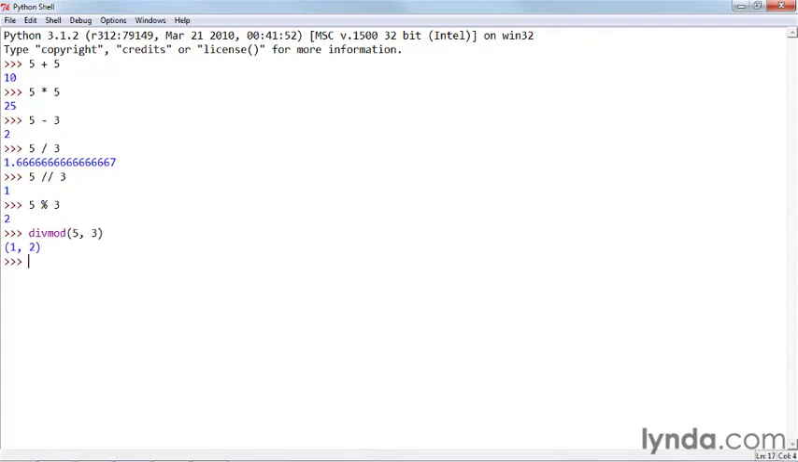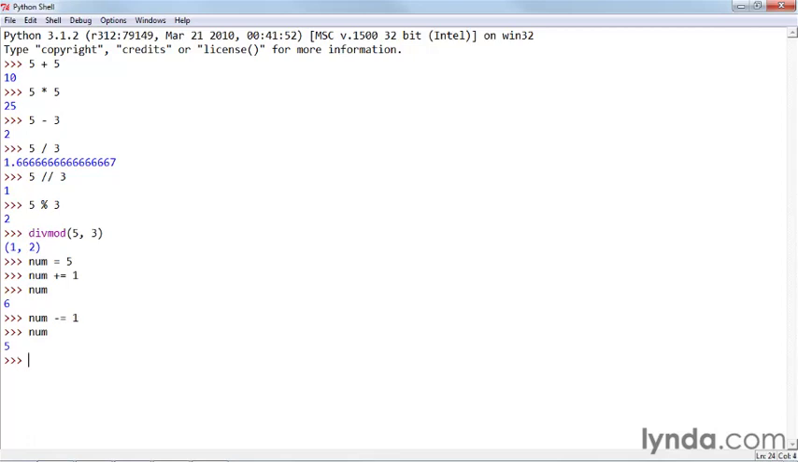Finally, Python has increment and decrement operators, and they're not quite the same as you see in some other scripting languages. If I say num equals 5, and I say num plus equals 1, and then look at the value of num, we get 6. If I say num minus equals 1, we look at the value of num, then we get 5.